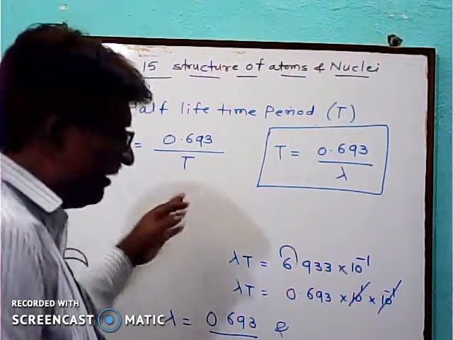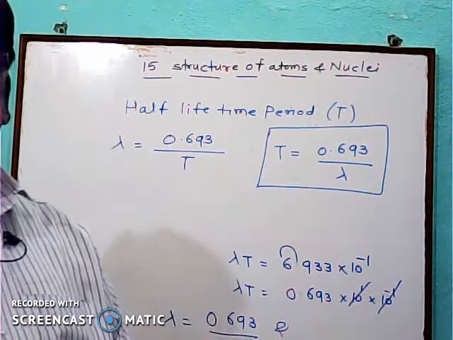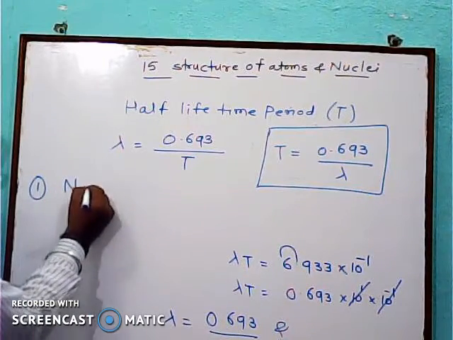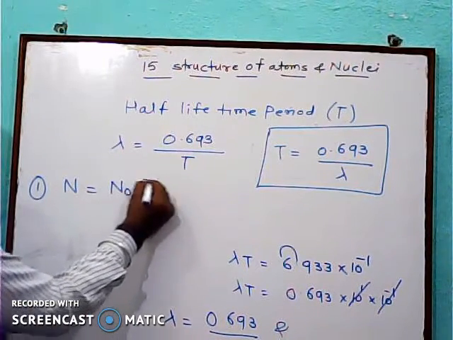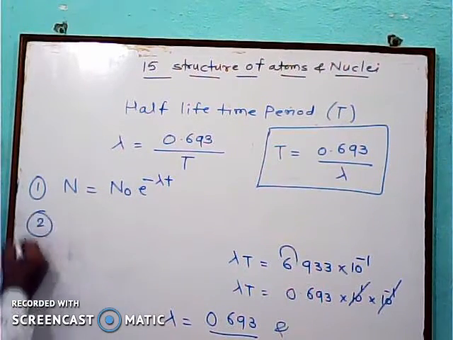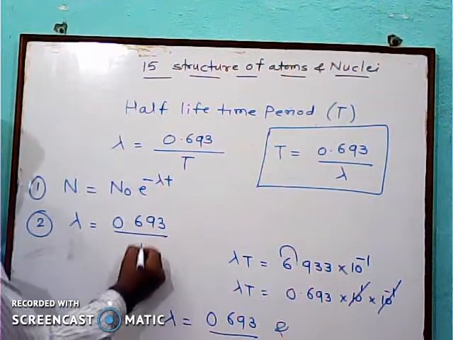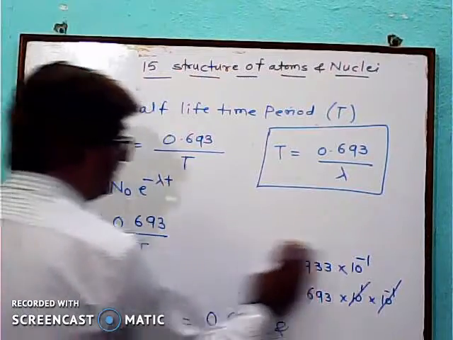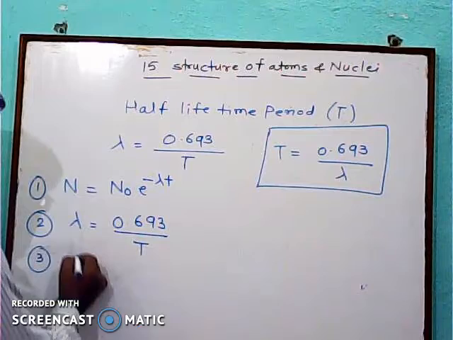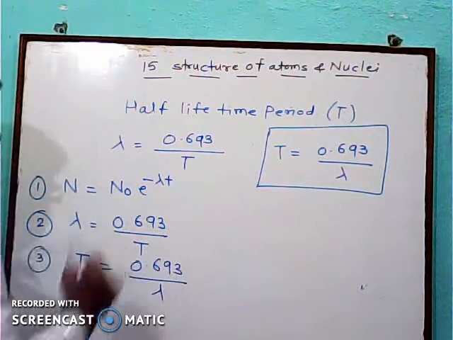So many problems can be asked on these formulas. Number 1, the law of disintegration, that is N equal to N0 e raised to minus lambda small t. Another, lambda is equal to 0.693 upon half-life time period capital T. Another, capital T is equal to 0.693 upon lambda.